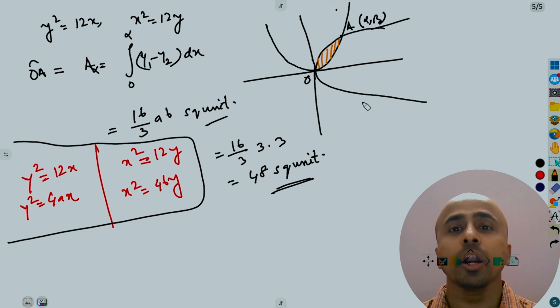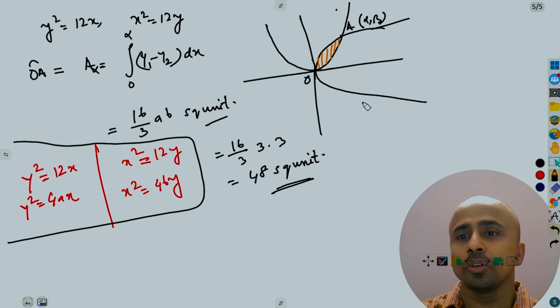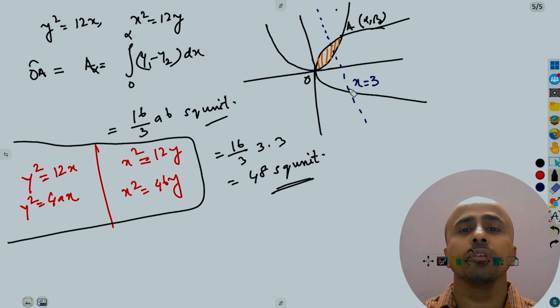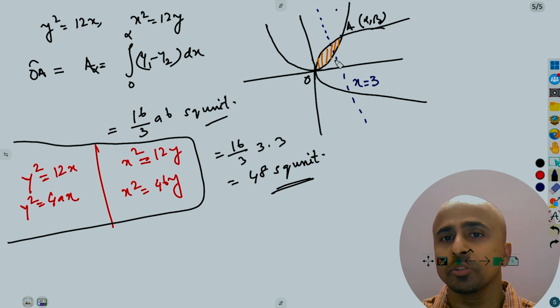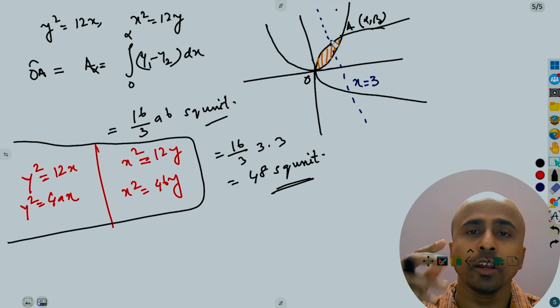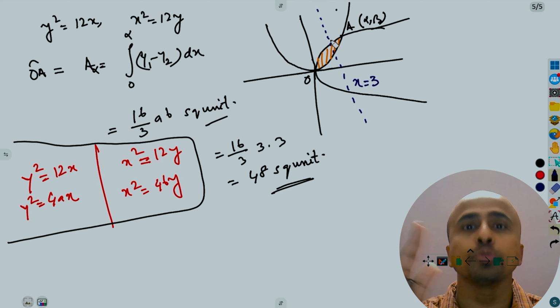Now what we have to do here is, we have this line, the line is given as x equals 3. This x equals 3 is subdividing this region into two parts, right? We have to find the ratio of the area of those two parts.